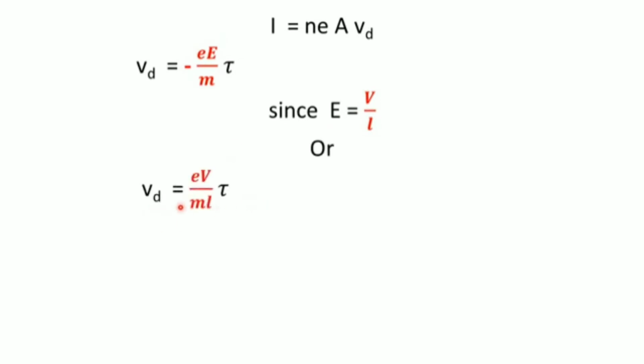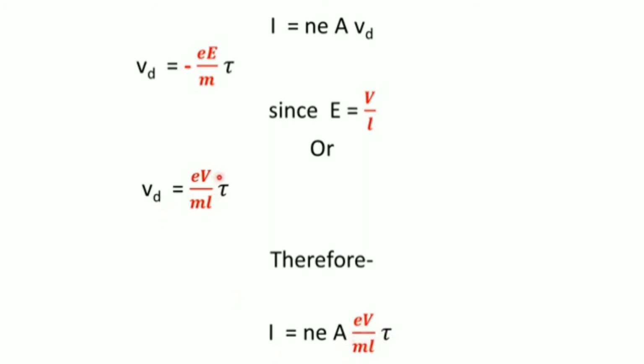We know the relation between current and drift velocity. I is equal to n e A Vd. So we can substitute the value of Vd by making use of drift velocity, where this electric field E is given by V by l, the potential drop per unit length. So replacing Vd by the term Vd is equal to eV by m l times tau in the above relation I is equal to n e A Vd, what do you get? I is equal to n e A times eV by m l times tau.